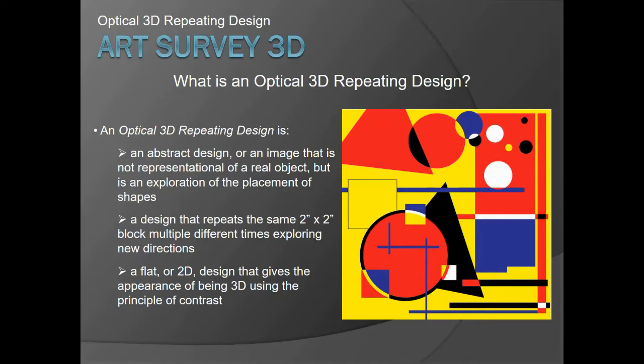This design is going to be a repetition that creates a pattern, another one of our principles of design that we're going to be exploring in this project, by using the same 2x2 inch block multiple different times, twisting it, turning it, rotating it so that we get an interesting composition overall. So in the end, we'll have a flat design that gives us the appearance of it being three-dimensional by using color contrast to create that.